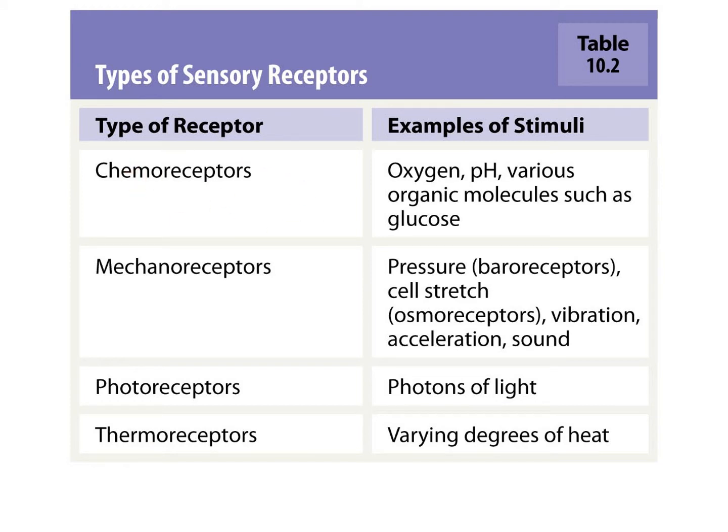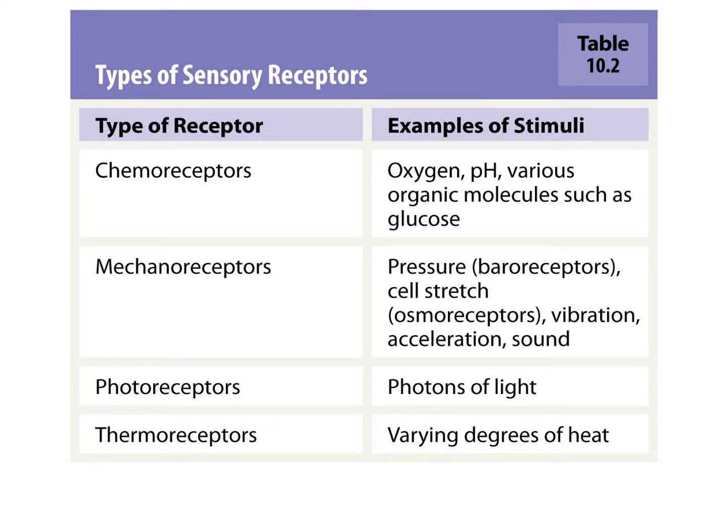So we have chemoreceptors that are receptive to different chemicals, like a ligand-gated channel kind of a thing. We have mechanoreceptors that are for cell stretch, osmoreceptors, vibration, acceleration, sound. These are all what we call mechanoreceptors. Photoreceptors respond to photons of light, and then thermoreceptors respond to varying degrees of heat.